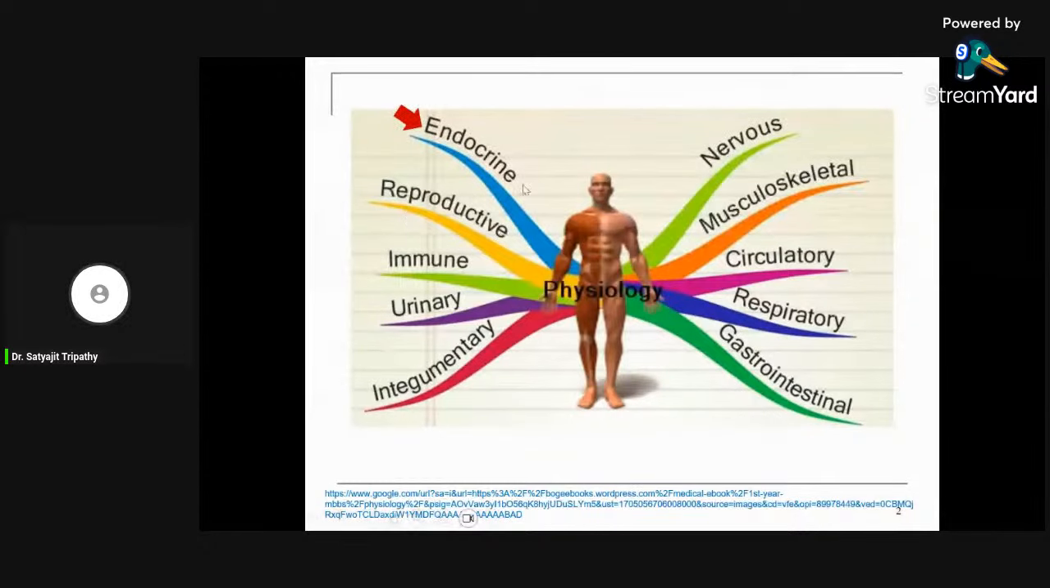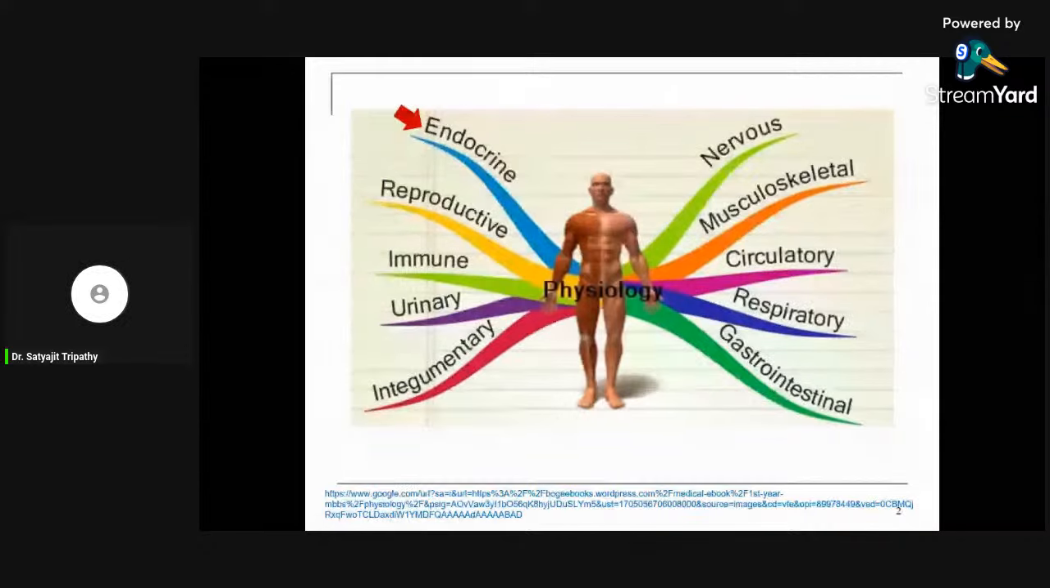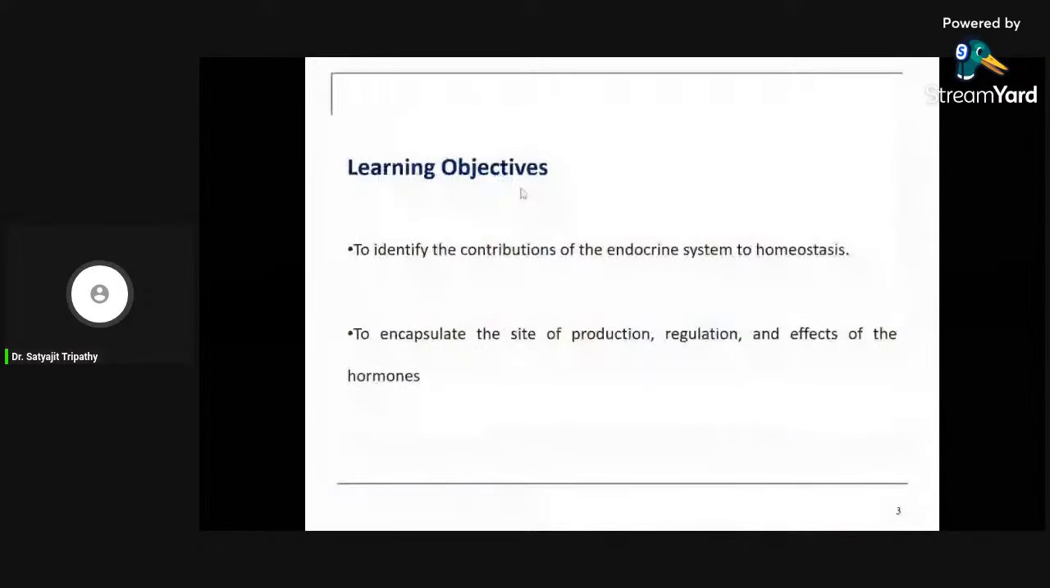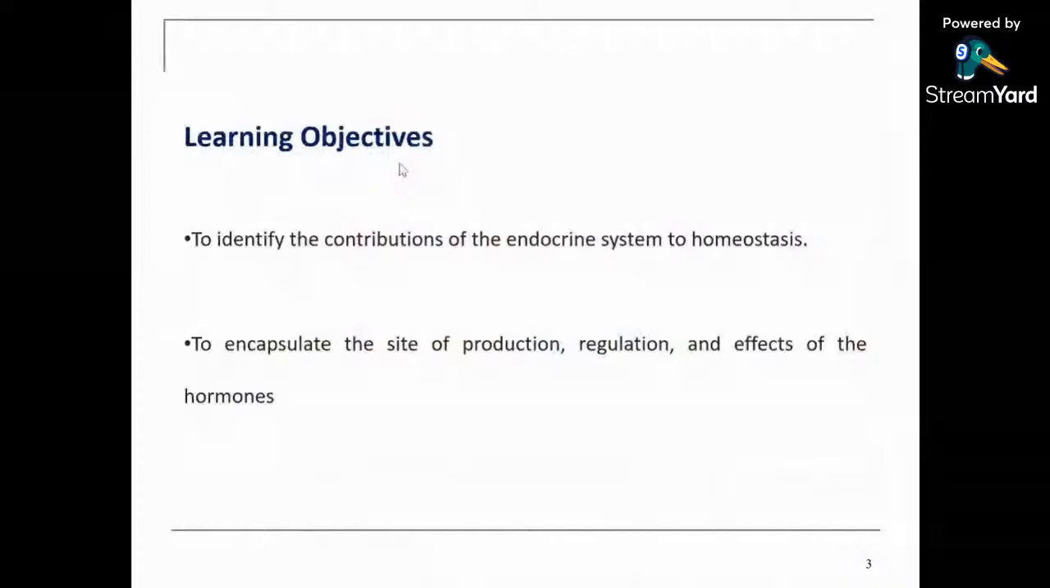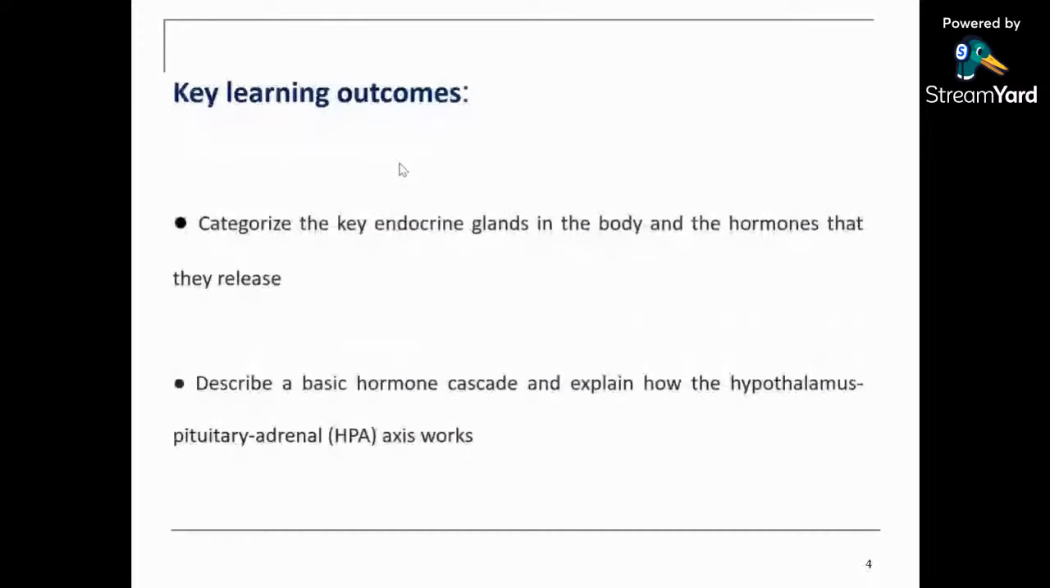So today's discussion's objectives are to identify the contribution of the endocrine system to homeostasis and to encapsulate the site of production, regulation, and effects of the hormones. And I believe after this discussion, we will be able to categorize the key endocrine glands in the body and the hormones that they release. And also we will be able to describe a basic hormone cascade and explain how the hypothalamus-pituitary-adrenal axis works.